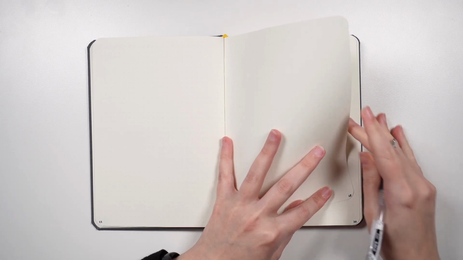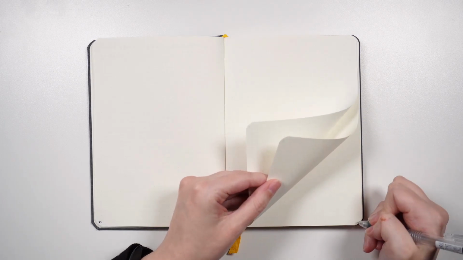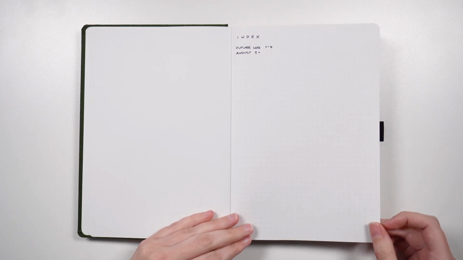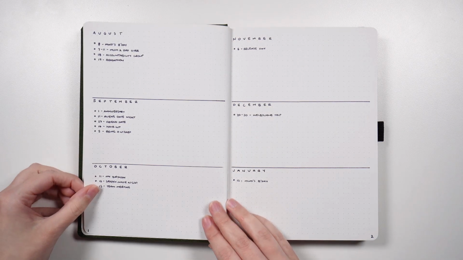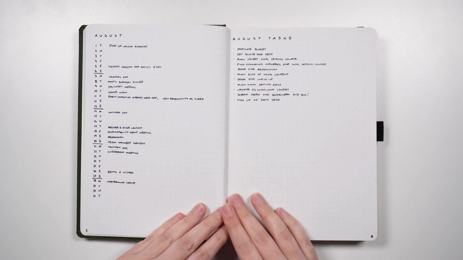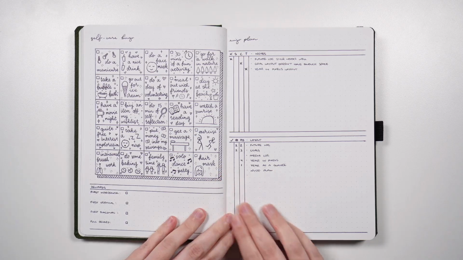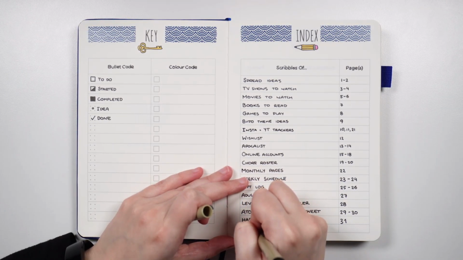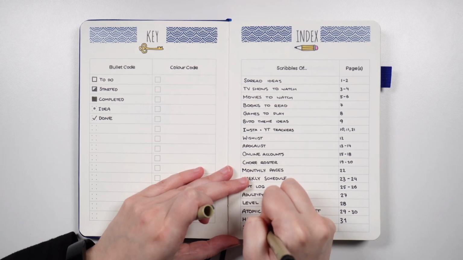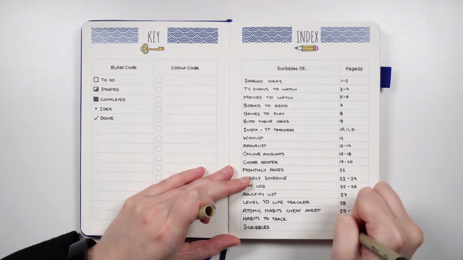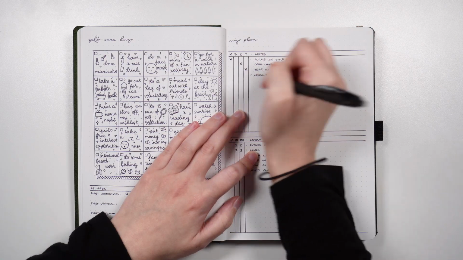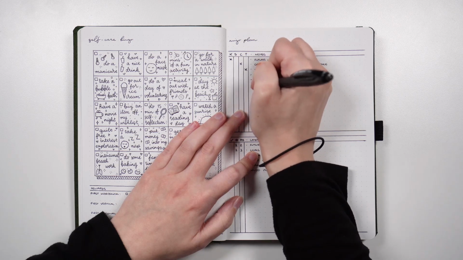In terms of what actually gets put in the index, this is completely up to you, but Ryder Carroll suggests that we don't put things like our weekly logs and daily logs in the index. Instead, the things that we do put in the index are collections like the future log, any monthly logs, and any custom collections. By keeping it to these kind of big ticket items, it means that we're better able to find those when we try and use our index without having any clutter from daily logs or weekly logs in the list.